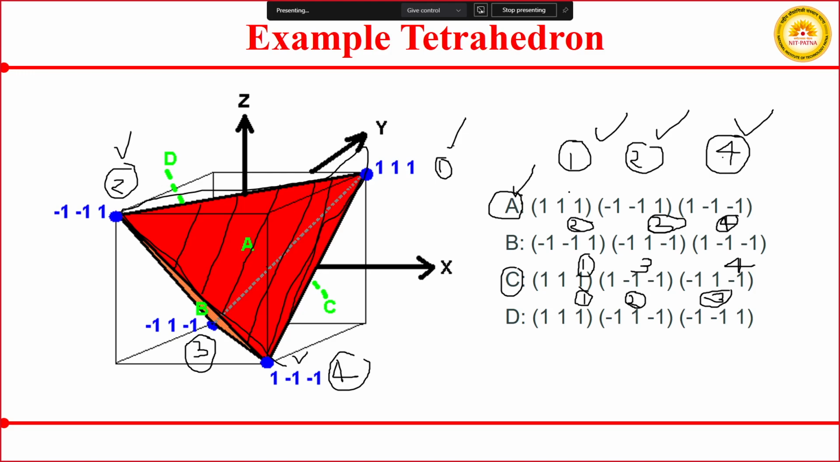1 is 1, 1, 1. 2 is minus 1, minus 1, 1, and 4 is 1, minus 1, minus 1. Right, so this is the sequence of vertices for triangular surface A.